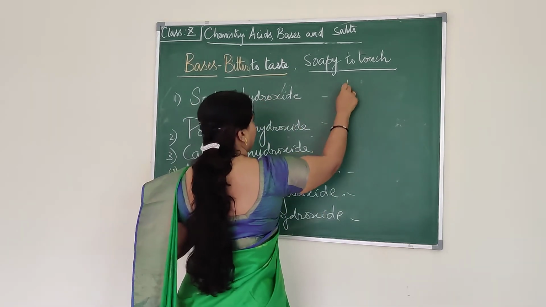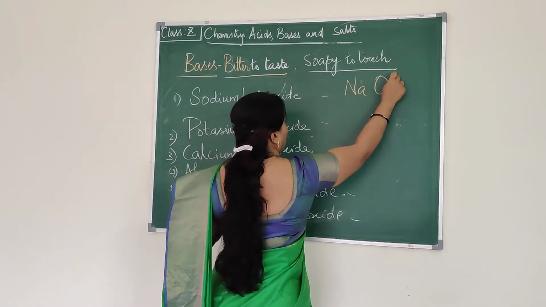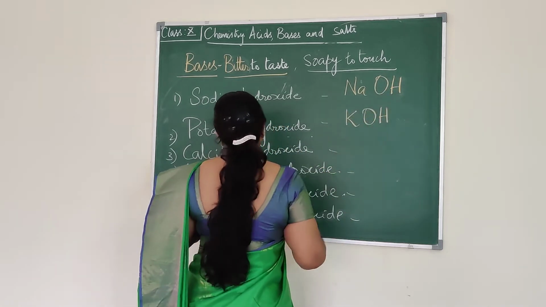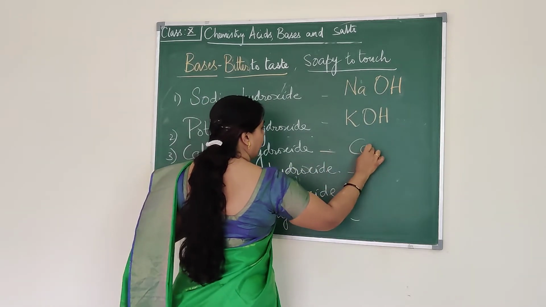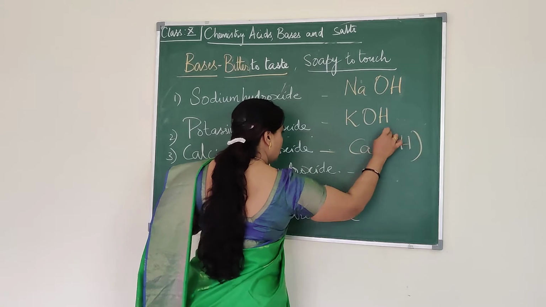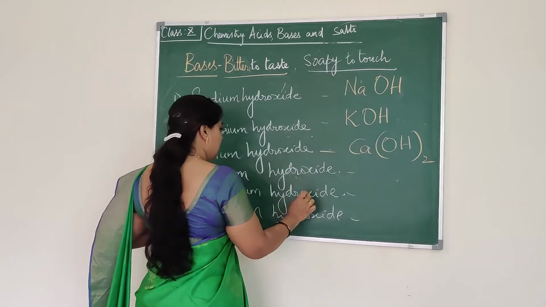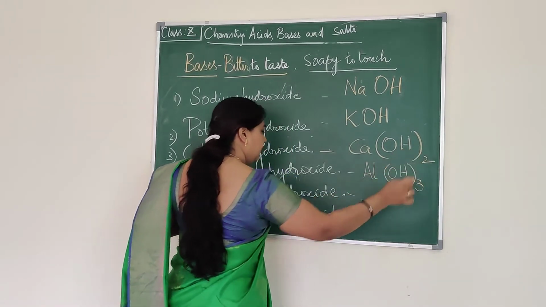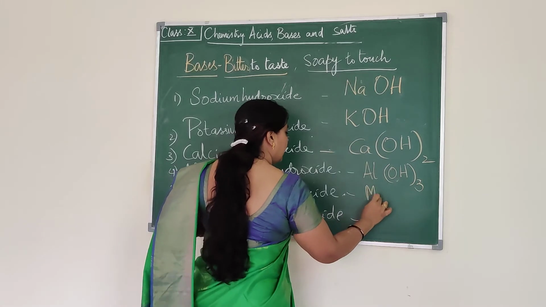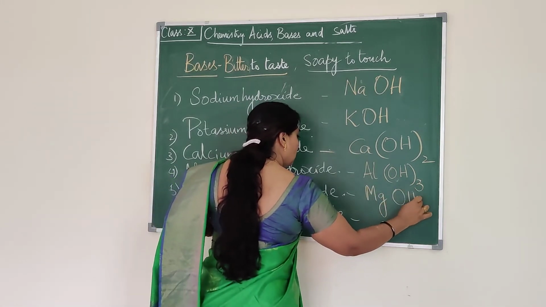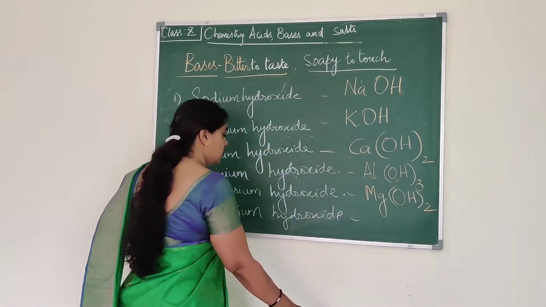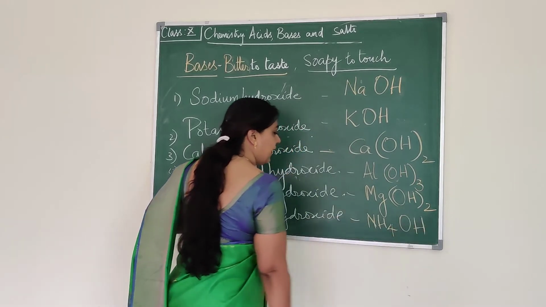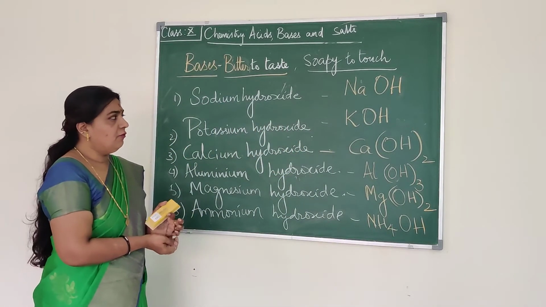So sodium hydroxide, NaOH. Okay, potassium hydroxide, KOH. Calcium hydroxide, Ca(OH) whole twice. Aluminium hydroxide, Al(OH) whole thrice. Magnesium hydroxide, Mg(OH) whole twice, right? Ammonium hydroxide, NH4OH. So these are the formulae for these bases.